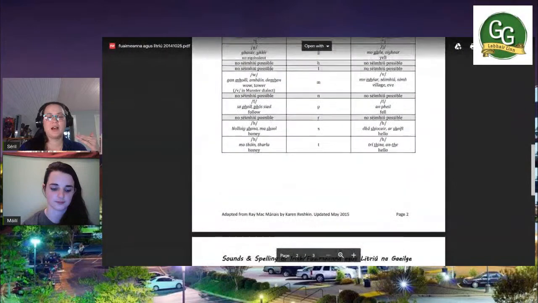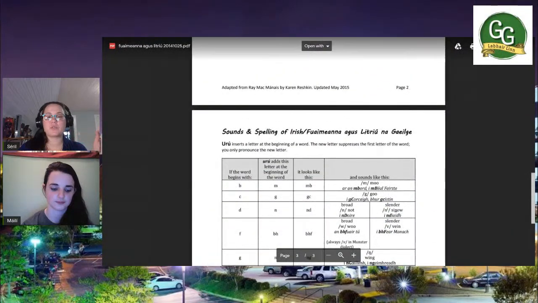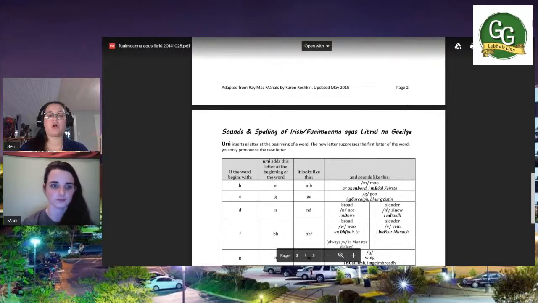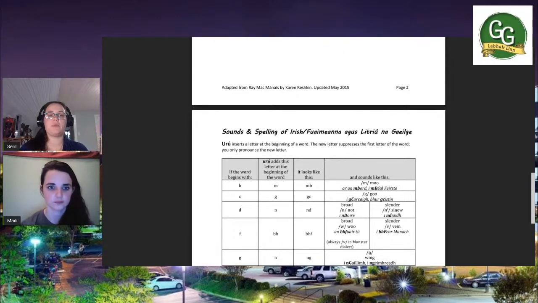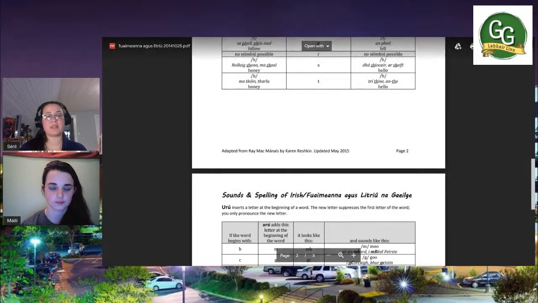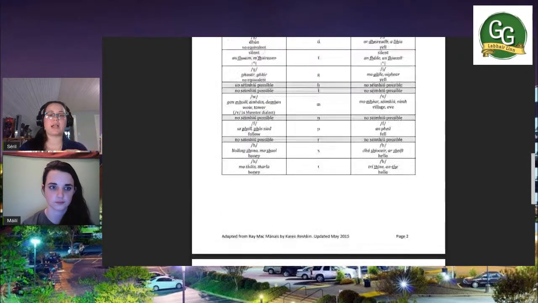Oh, there it is. So this PDF was made by Karen Rushkin, and it was adapted from material created by Ray McManus. She created it and updated it in 2015. So it hasn't been that long, but it's a really great handout.